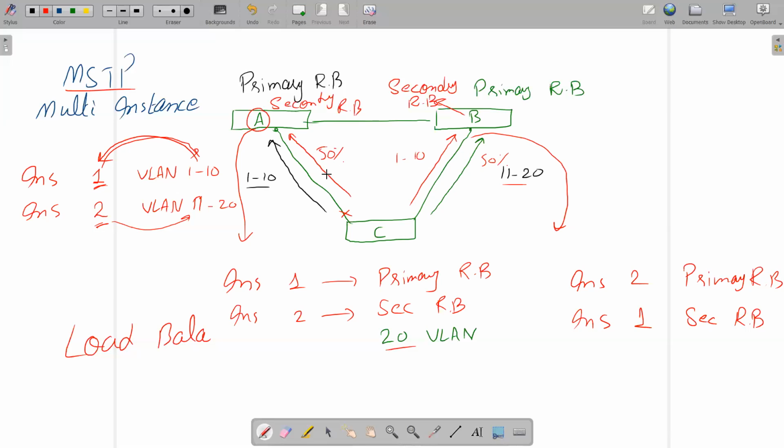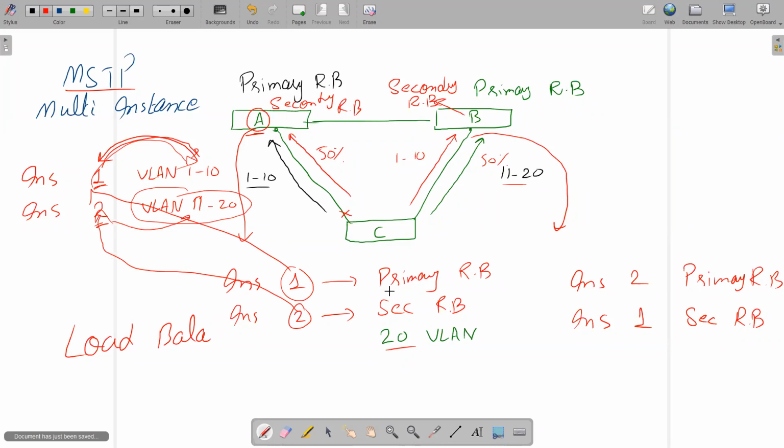So how do we do that? We need to perform a lab on how we can create instances and how we can change the priority for the instances. And whenever I call an instance, that means I'm calling those particular VLANs. If I'm calling instance 2, that means I'm calling VLAN 11 to 20. And for them, at switch A, I will set it as a primary root bridge for instance 1.